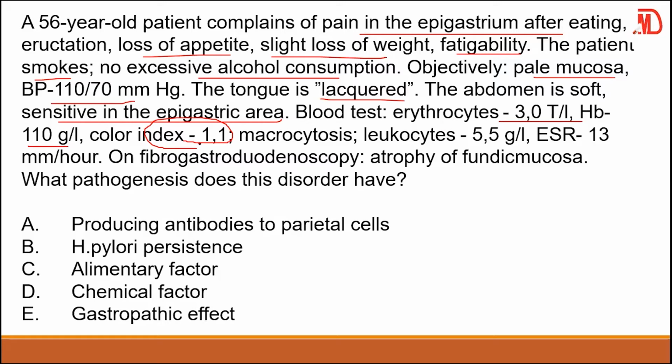Intrinsic factor. Good. And where can we locate intrinsic factors? In the antrum, the parietal cells of the stomach. Parietal cells. Thank you. Parietal cells.